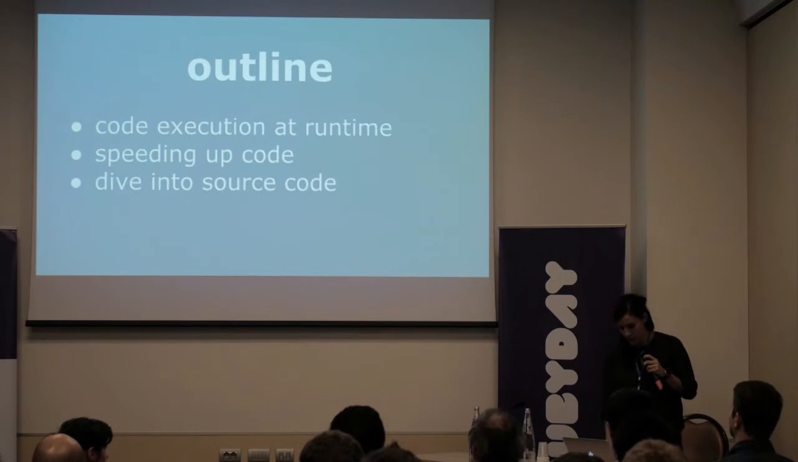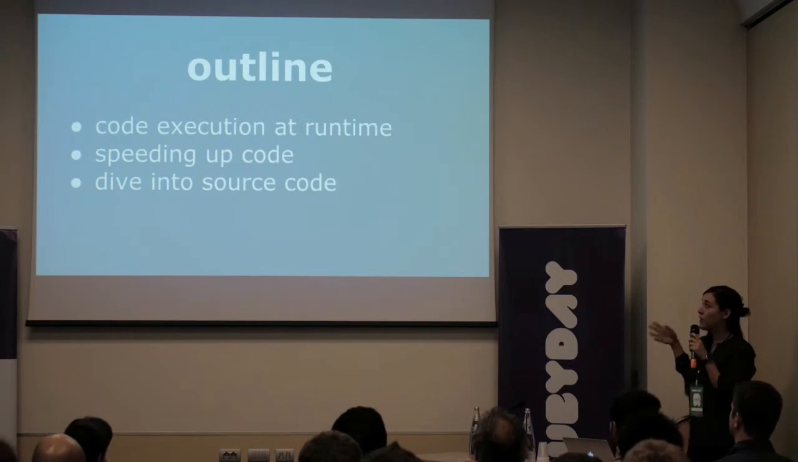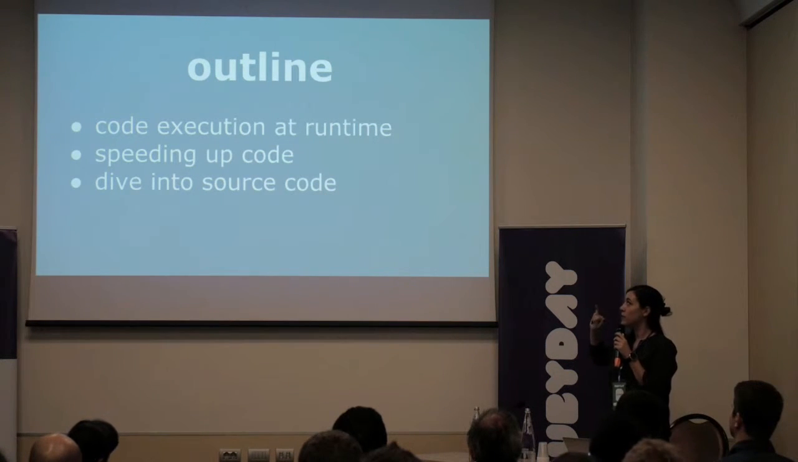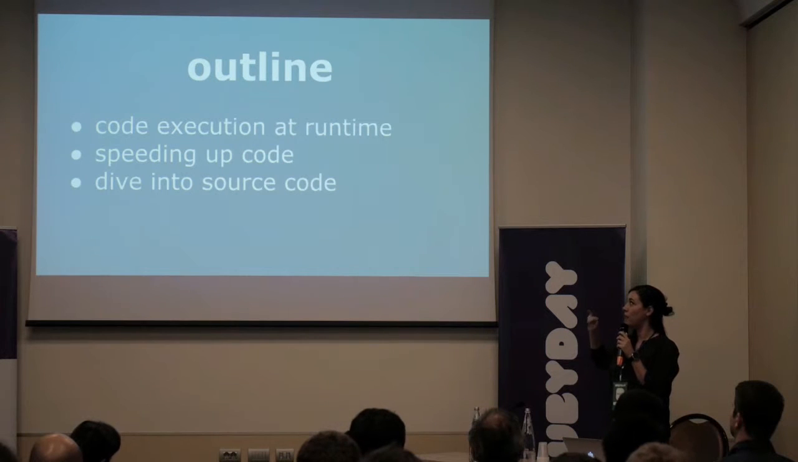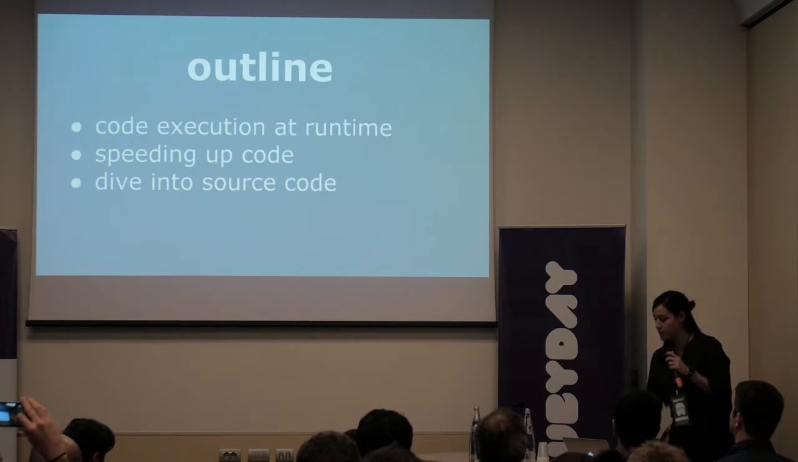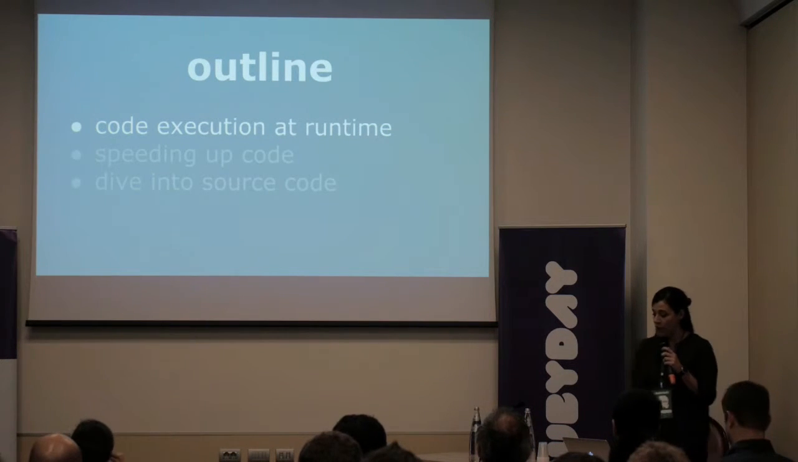Okay, so I'm just going to give a little bit of an outline of what I'm going to be going over. First, we're going to talk about what happens when you execute your Ruby code at runtime. Then we're going to talk about how to speed up your Ruby code. And then we're going to dive into some of the Ruby source code. So first, let's talk about what happens at runtime.